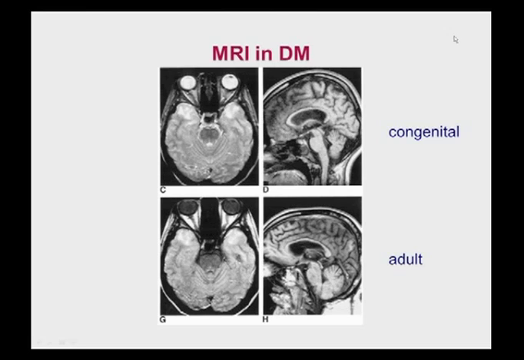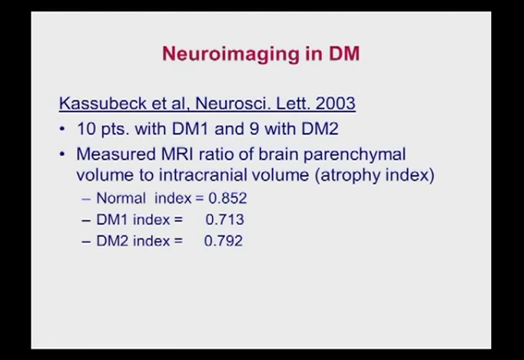This just shows the pattern that I was talking about, the anterior temporal lobe pattern. That can be seen both in congenital and in adult cases, although it's usually not seen in the DM2 patients. Another study looking at neuroimaging and myotonic dystrophy compared normals and patients with DM1 and DM2. They looked basically at brain volume, how much of the intracranial space was occupied by brain and how much was occupied by fluid. The normal index was about 85%. In the DM1 patients, it was fairly significantly decreased, and the DM2 patients were somewhat in between.